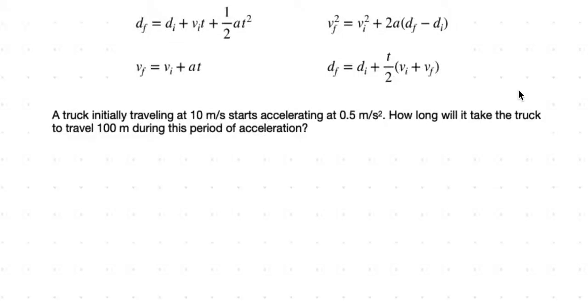So for this problem, we have a truck initially traveling at 10 meters per second, starts accelerating at 0.5 meters per second squared. How long will it take the truck to travel 100 meters during this period of acceleration? So the first thing I want to do is write down what we're given in the problem. So it says the truck is initially traveling at 10 meters per second. So the initial velocity is going to be 10 meters per second.